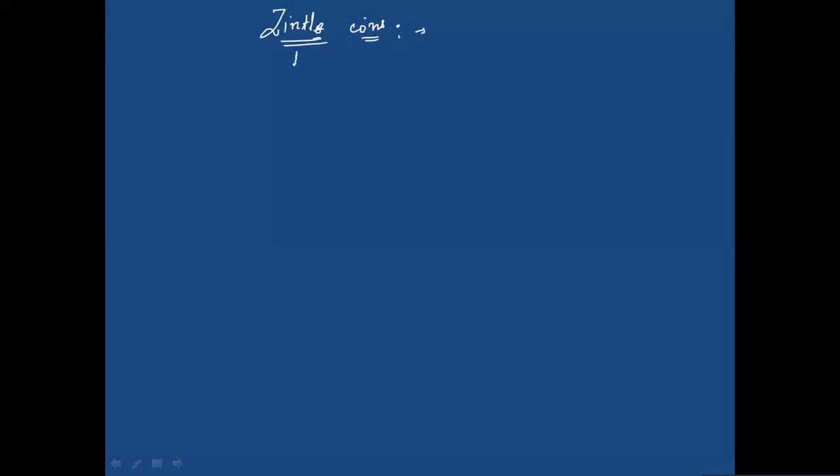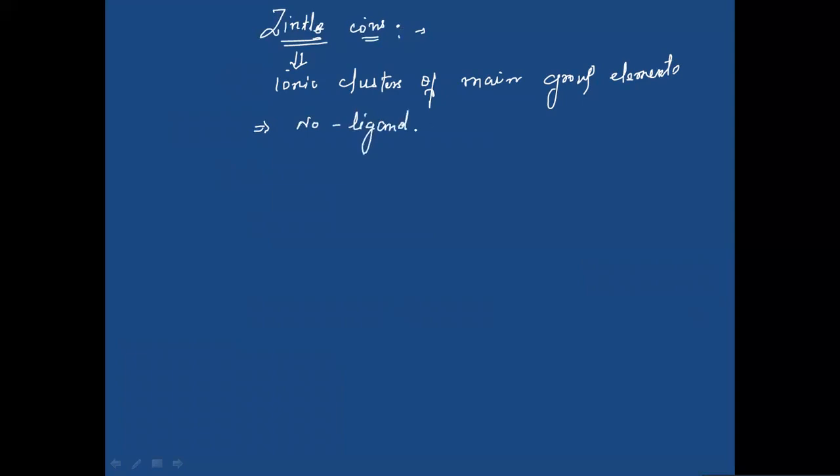These are the ionic clusters of main group elements. Basically, in case of these compounds, there are no ligands. So that's why we also call them naked clusters.